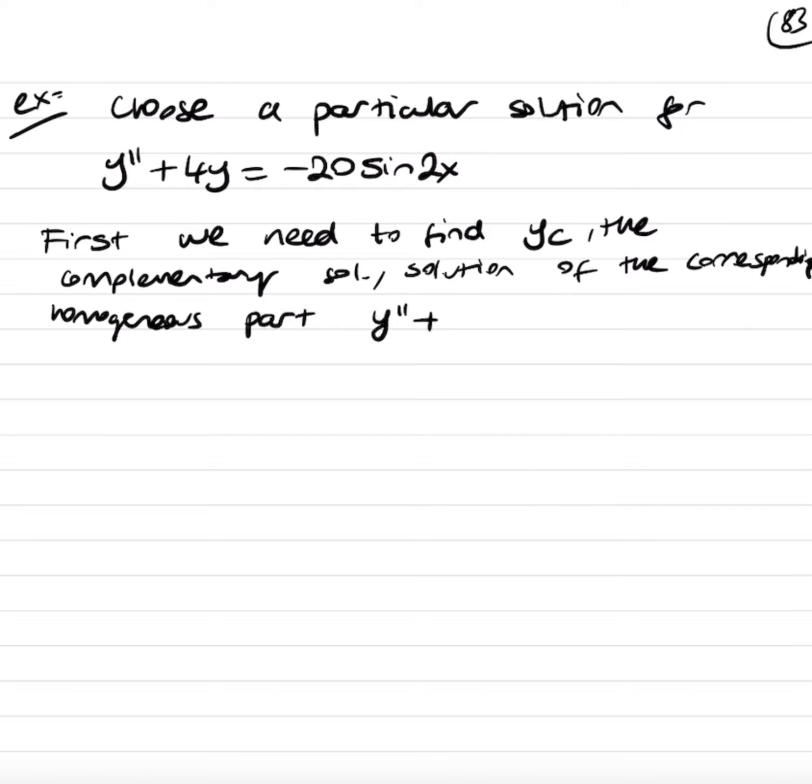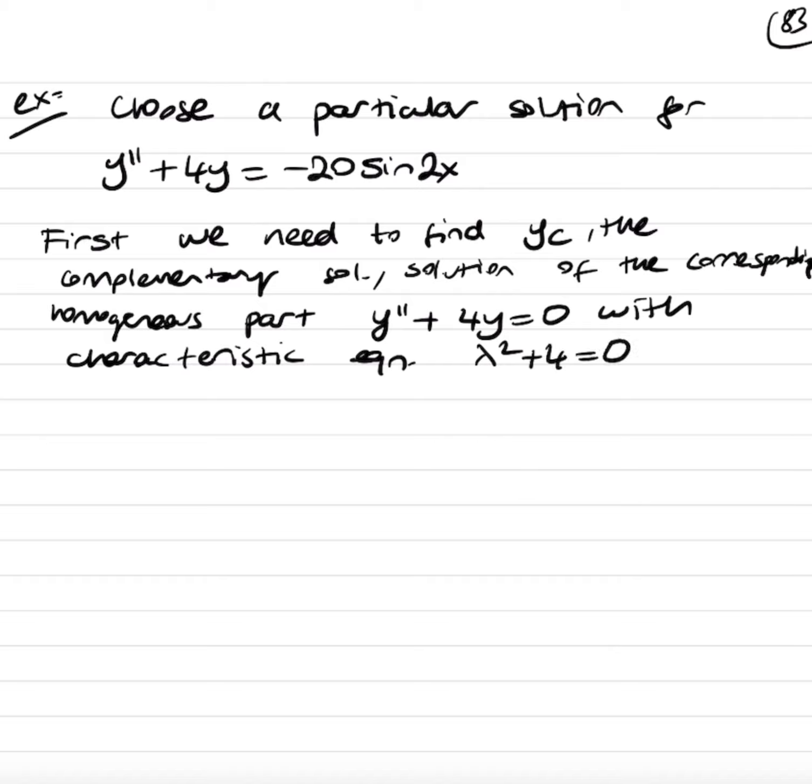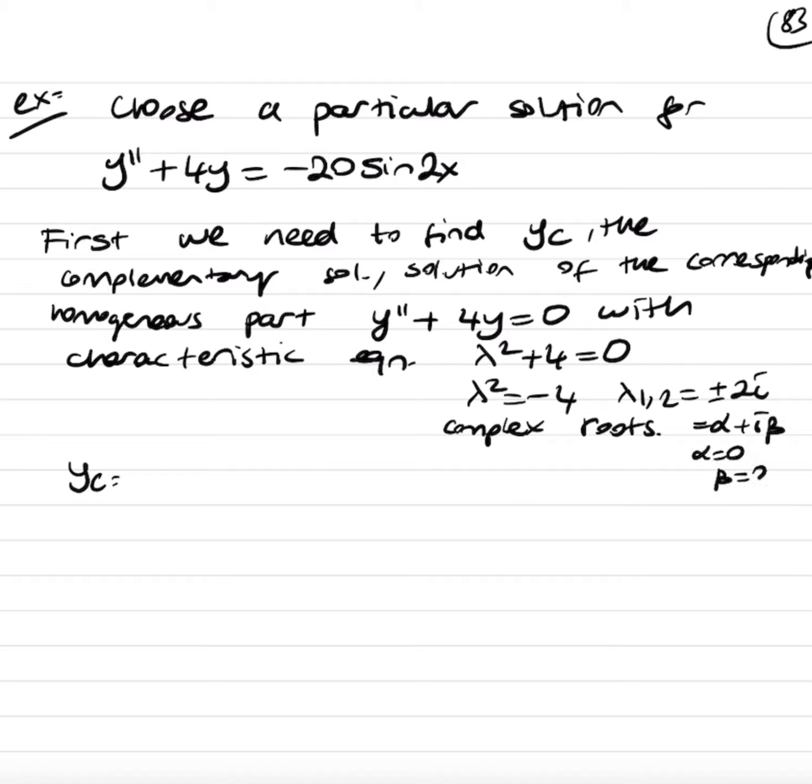So what is the homogeneous part? It is y double prime plus 4y is equal to 0. What is the characteristic equation? Lambda square plus 4 is equal to 0, so lambda square is equal to minus 4. Here we can see that lambda 1, 2 are complex roots, plus minus 2i. This is alpha plus i beta, and alpha is equal to 0, beta is equal to 2 in this case.